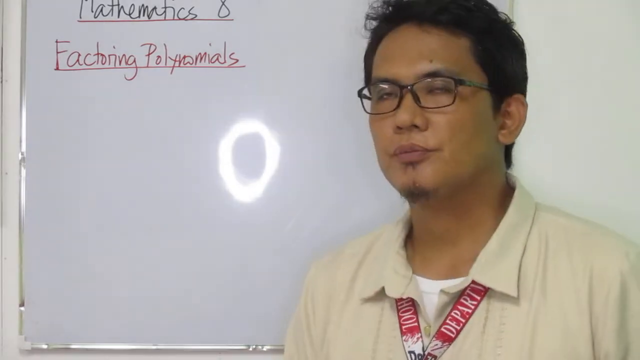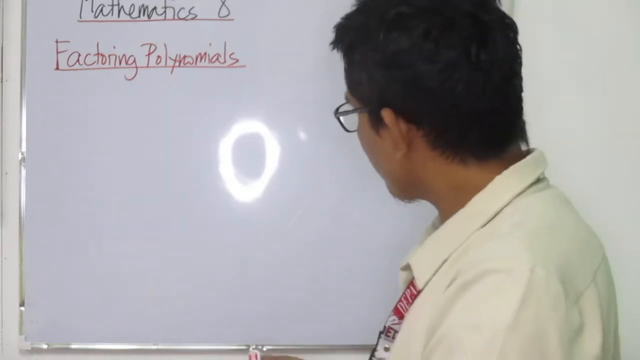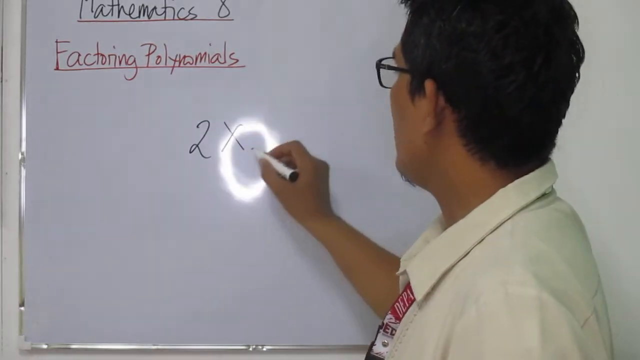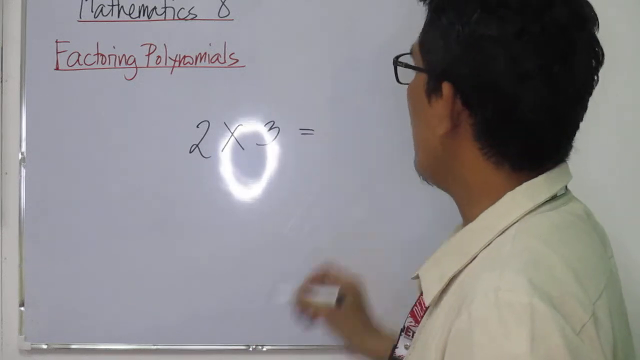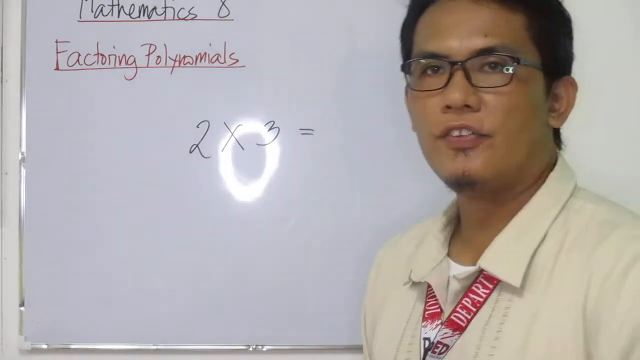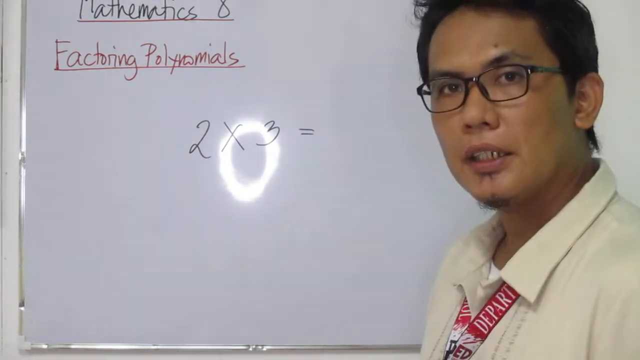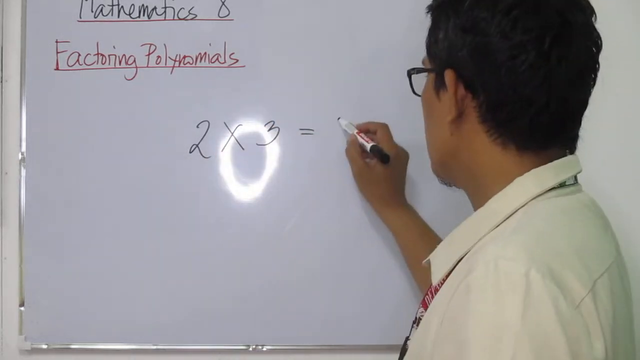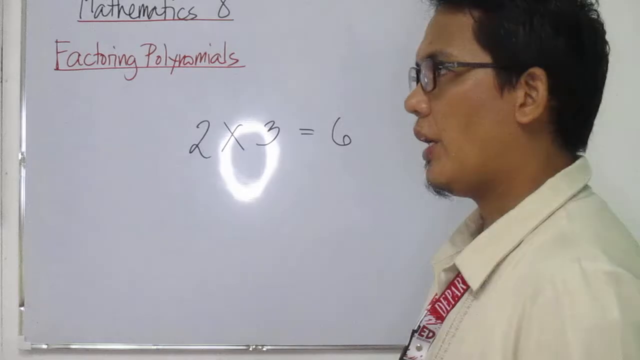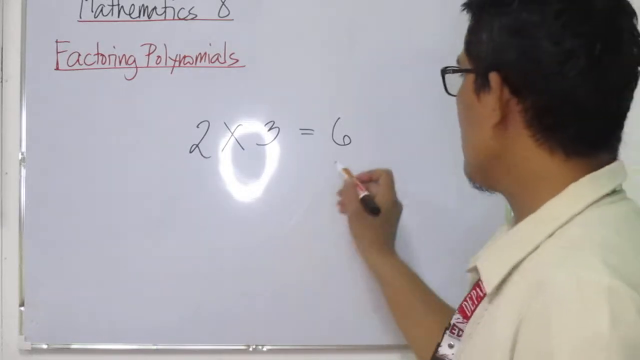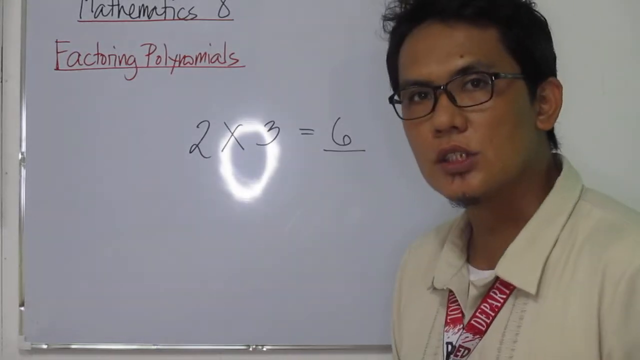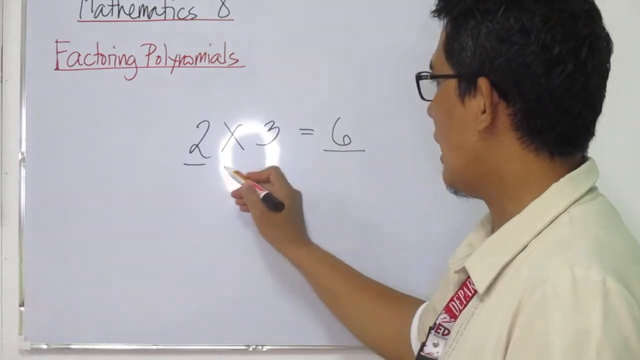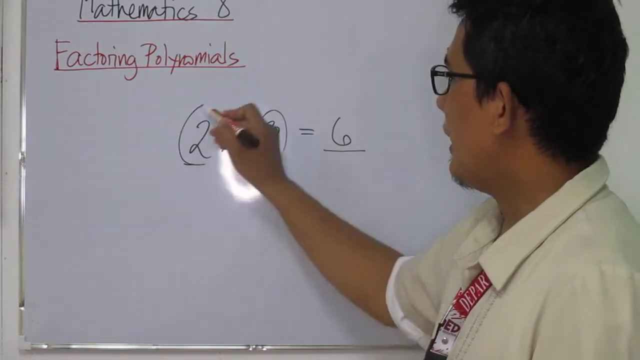So for example, if you are asked to solve for the product, you have to multiply 2 and 3. So what is 2 times 3? Therefore, the product of multiplying 2 and 3 is 6. So if you are asked to factor the number 6, what are the factors of 6? The factors we have are 2 and 3.